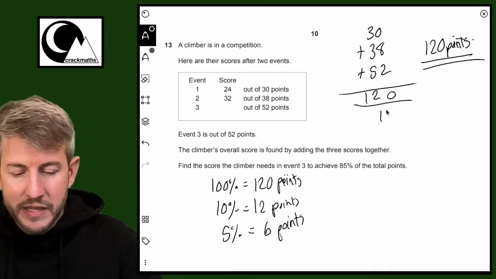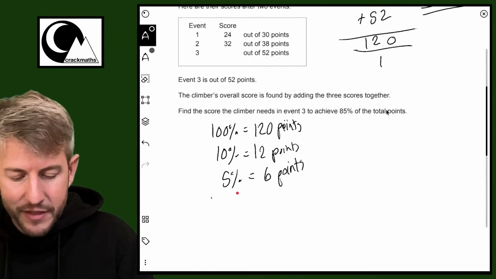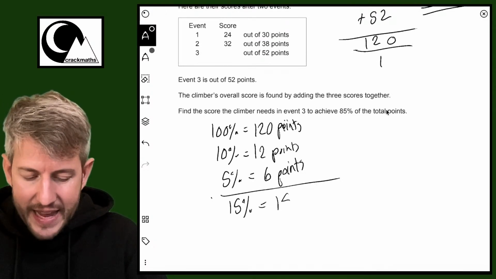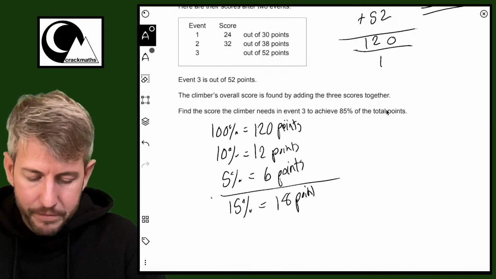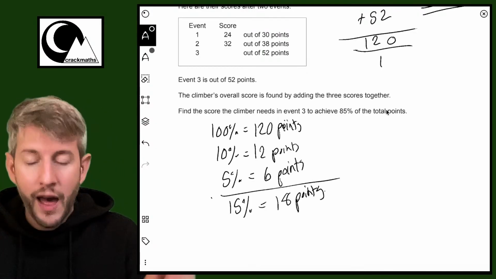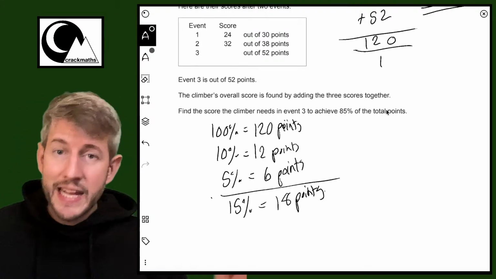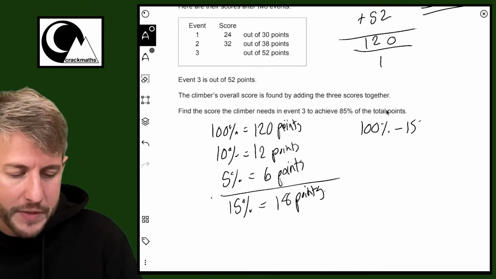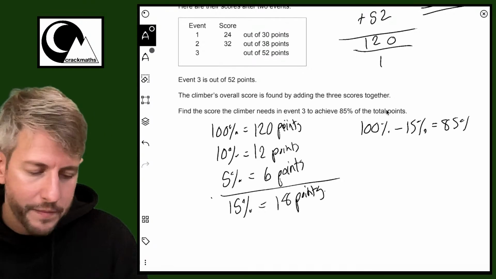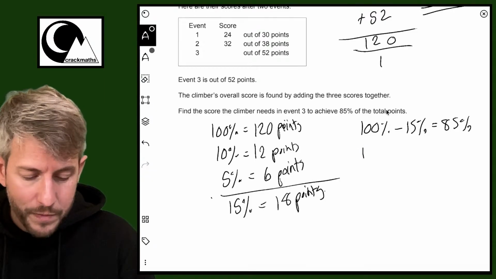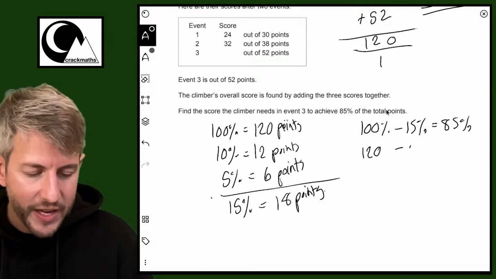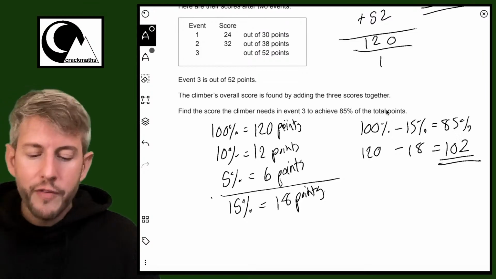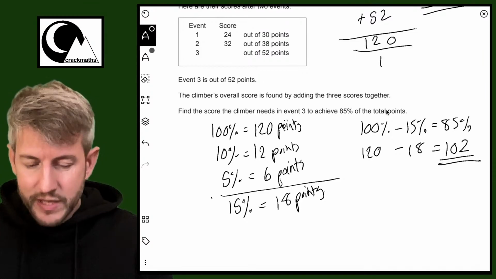Okay, now what I'm going to do here is add the 10 and the 5 together to get 15%. So 15% is 18 points. Now I know that 100% take away 15% leaves us with 85%. So I'm going to do 120 points, take away the 18 points, and that will leave us with 102 points. So we know that they need to get 102 points altogether.